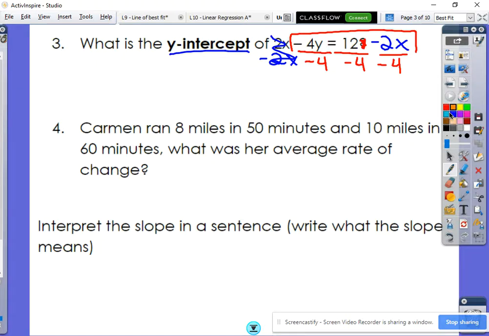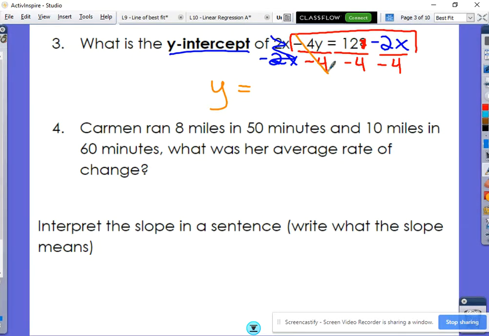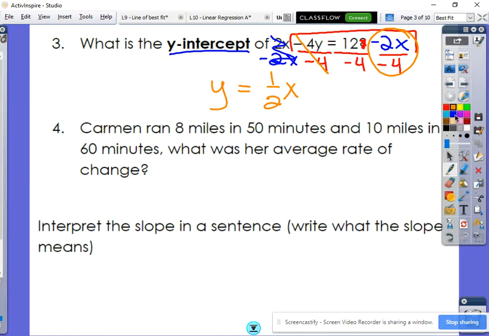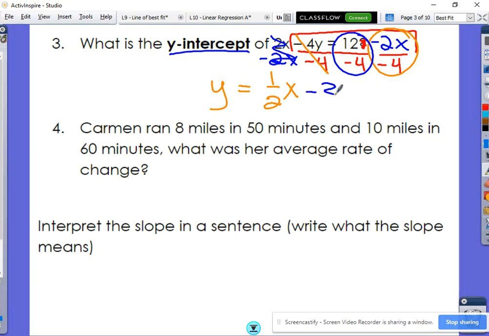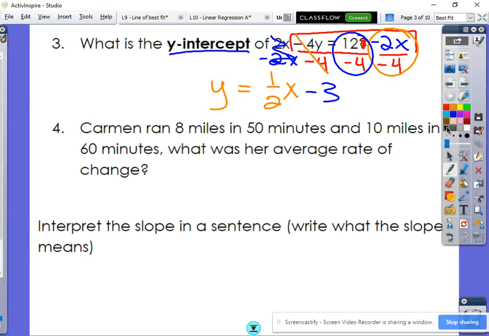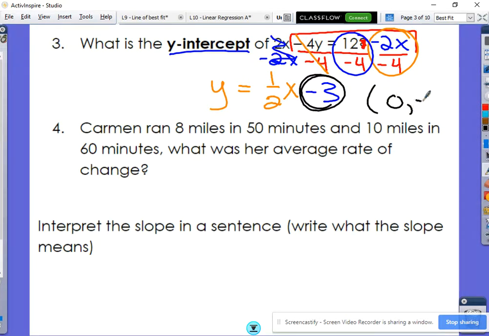So what that gives us now is y equals, because these cancel out, I'm going to bring this term to the front. So -2x over -4 gives me +1/2 x. And then last but not least, this is actually the one we're looking for. 12 divided by -4 is -3. That is our y-intercept. It's asking for the y-intercept. So our y-intercept is the point 0, -3.